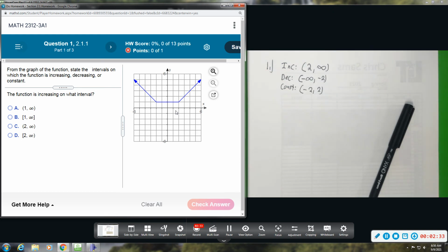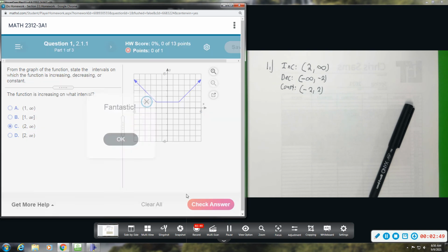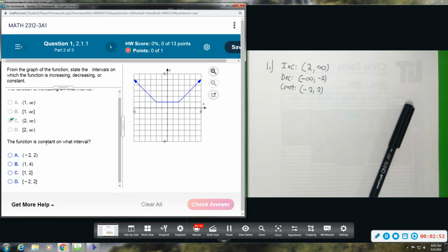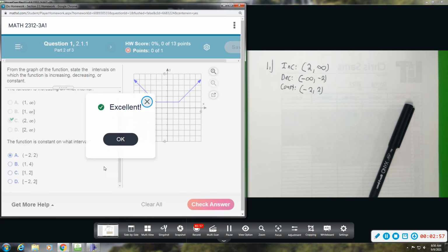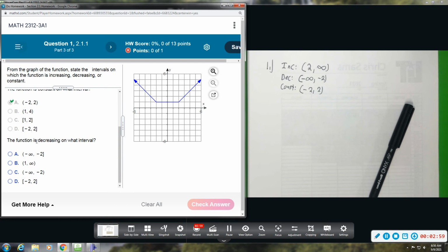Okay, so if you can list them and write them all out like so, that will help you to pick out the correct answer choices. So right now we want increasing. We wrote down 2 to infinity. So that's what I'm looking for. Remember, don't pick that bracket. It's a confusion. We want to be on the open interval. All right, constant was -2 to 2, which we already wrote down. And then decreasing was negative infinity to -2, not A because it's in a bracket. So you want C. You got to be careful with those.